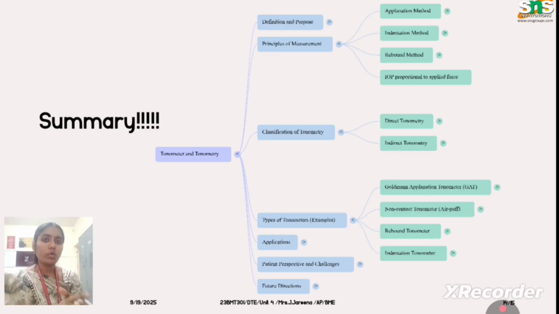Overall, the summary of today's class is that first we discussed the empathy perspective of this topic, followed by the problem statement and the solution as a tonometer. Then we discussed different types of tonometers and the basic principle behind them to measure intraocular pressure, that is, the force required to flatten the surface of the cornea. That is the main principle for any type of tonometer you take. Then we discussed applications and future direction, and finally we wound up with simple assessment questions. Yes, thank you.